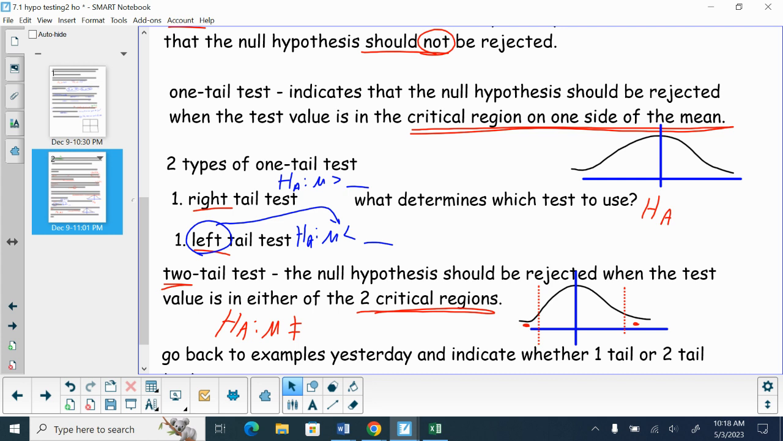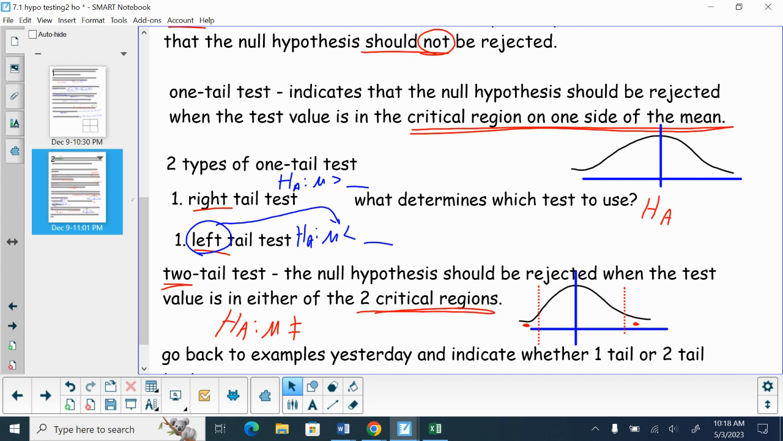Second one: an engineer hypothesized the mean number of defects can be decreased by manufacturing a process of CDs. Look at null and alternate. One tail or two tail? Melissa? One tail, left or right? Okay, look at your alternate hypothesis. Which direction is it pointing? Which direction is your arrow pointing? To the left. So it's going to be a left tail test.